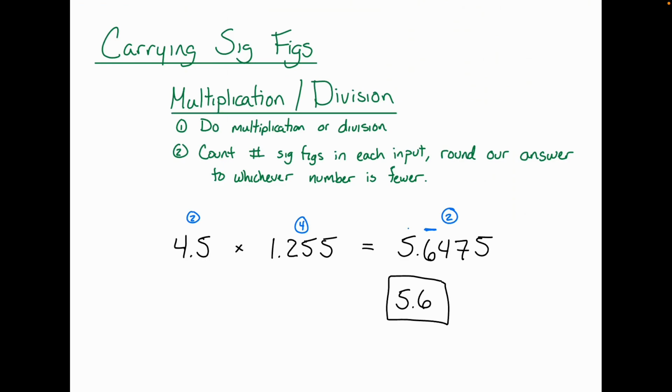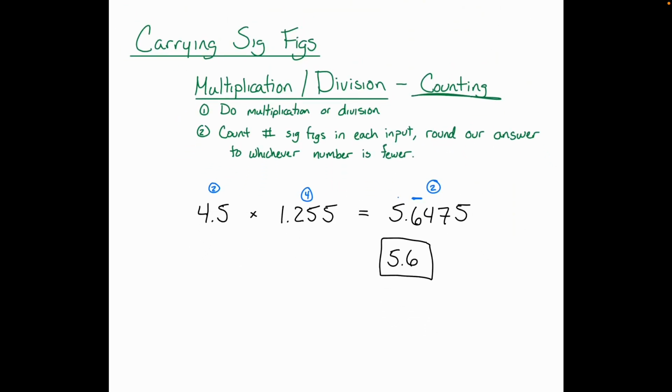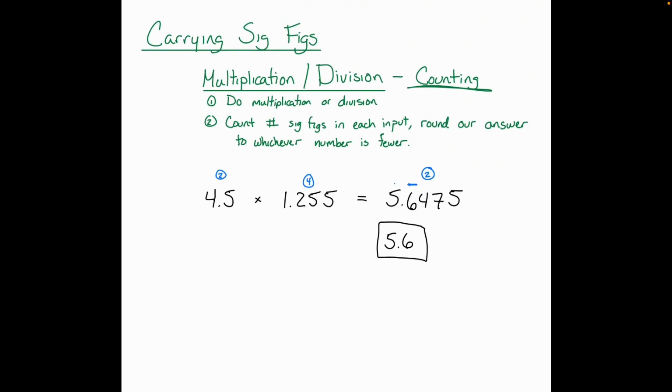Importantly, because different operations have different rules, if I'm going to summarize these rules for multiplication and division into one word, the one word I want to have in my mind that's synonymous with these sig fig rules is counting. That's the basis of how I'm applying my sig figs to my answer, by counting the number of sig figs in my inputs. All right, so then let's just do a few more examples here. I'm going to put down some problems and you're going to give me the answers.